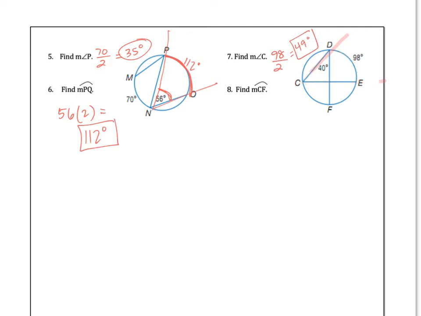Let's try the next one. Number 8, find the measure of arc CF. Okay, so arc CF is this arc right here. Oh, look at this, you guys. This angle, that 40-degree angle, opens up to that arc. So if you take the 40 and you double it, you get 80. 80 is that arc.